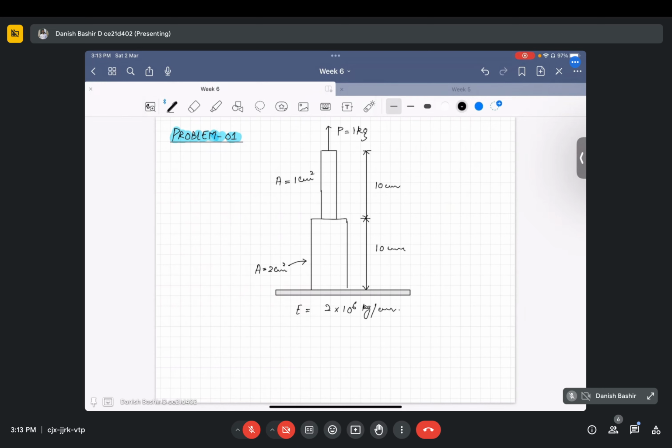So we have to use two elements for this problem. One element will be for this cross section. As the cross section is constant here, we can use one element, which will be our element 1. From there the cross section is again varying and reducing to 1 centimeter square, so we can use another element, element 2. Let's label our nodes as well. This will be node 1, this will be node 2, this will be node 3, and these will be element 1 and 2.